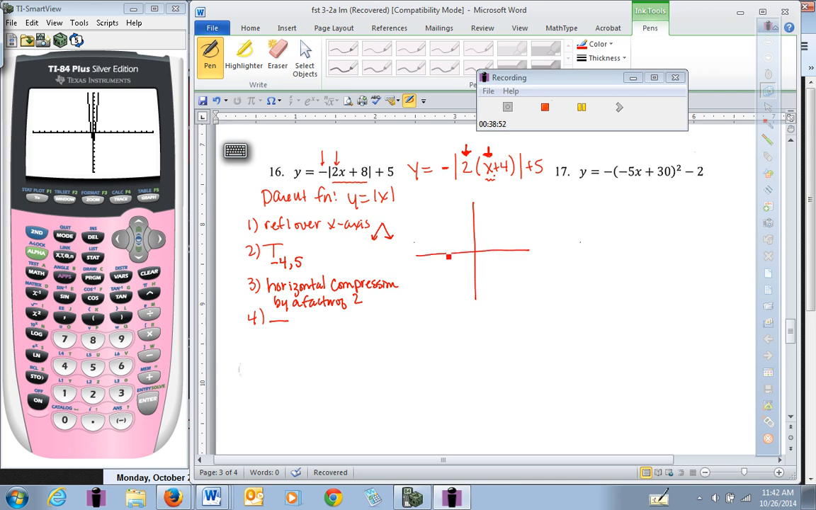So let's see if we can find that. If we went to -4, 5, it'd be about right here. Reflect it over here. So then we would be at 4, 5, and then we're going to bring that down like so, kind of skinny. Okay? So it would be the graph of y equals the absolute value of x that's been reflected over the x-axis, translated 4 units to the left, so it's still 4 units to the left, and 5 units upward, and then the horizontal compression by a factor of 2. We get to 4, 5 through the reflection over the x-axis and the horizontal compression.